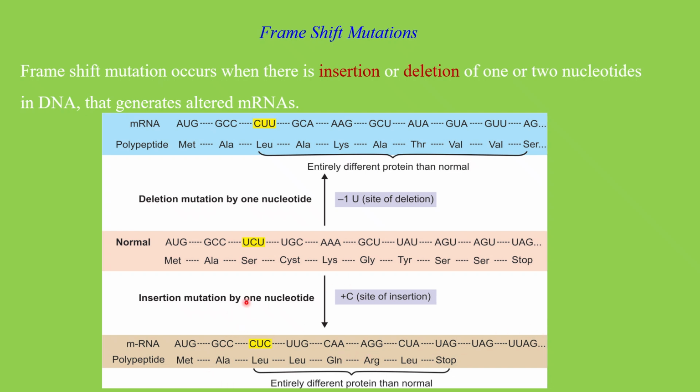So now because of this insertion, again the same phenomenon happens. Altered amino acids are added here. So the whole protein frame is also changed. So an entirely different protein than the normal is being formed. So this is the frame shift mutation.